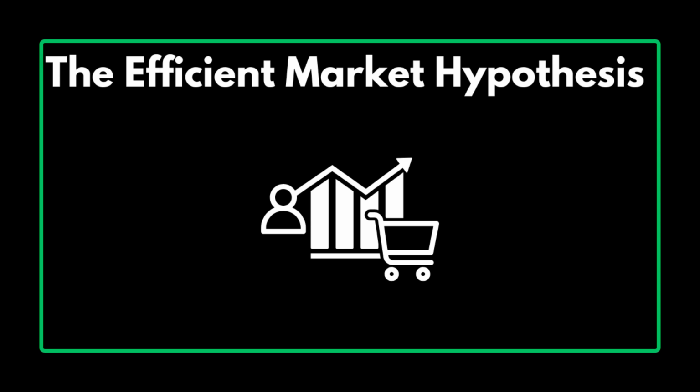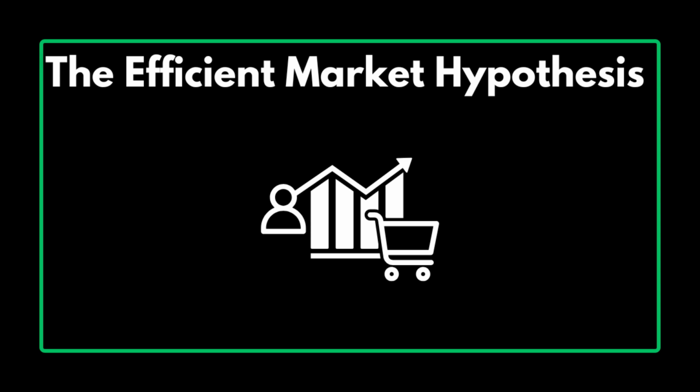The strong form of the hypothesis takes this idea even further by stating that even insider information, which is information not yet available to the public, is already reflected in stock prices. If the strong form were completely true, even corporate executives with privileged knowledge would not be able to make profitable trades. However, in reality, insider trading laws exist because insiders do sometimes have an advantage, which suggests that the strong form is not completely accurate.